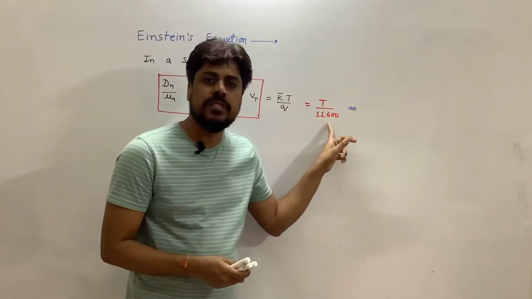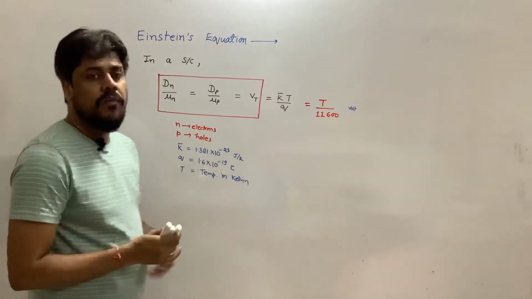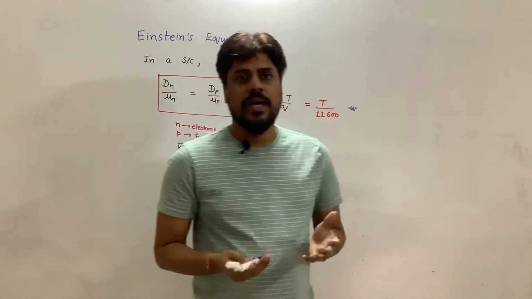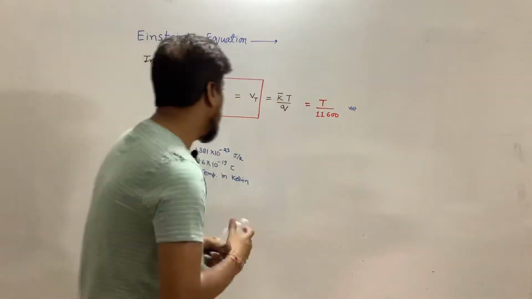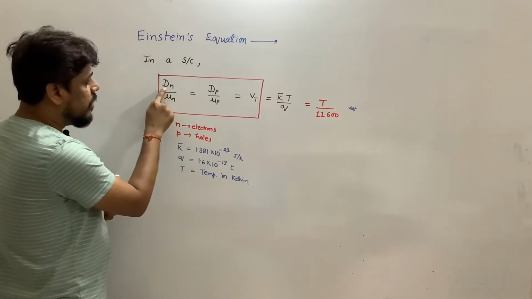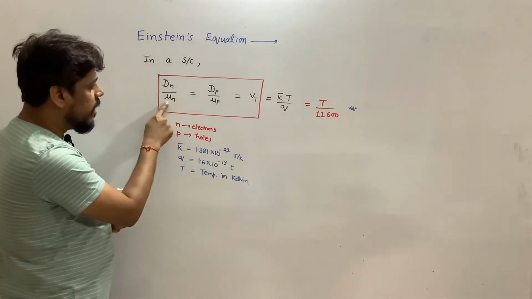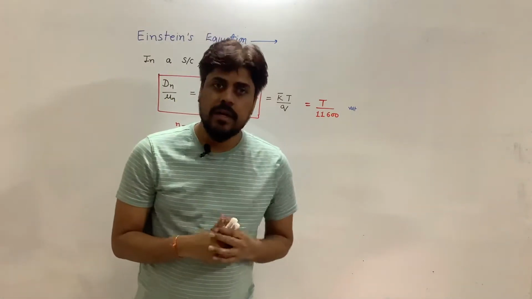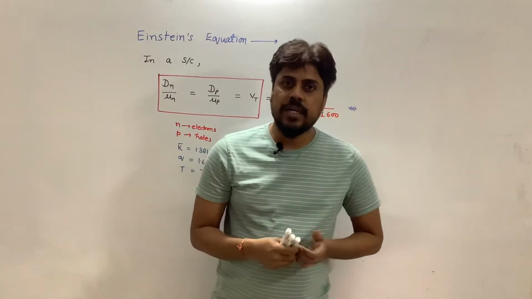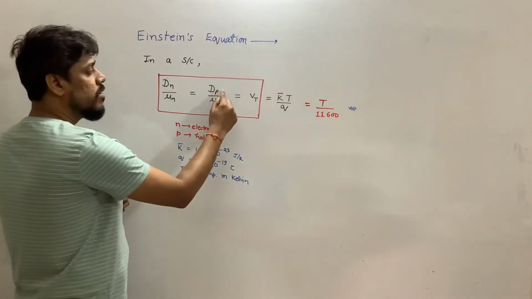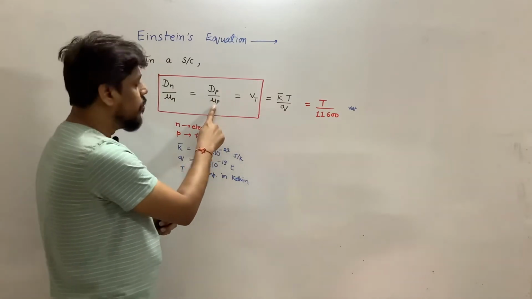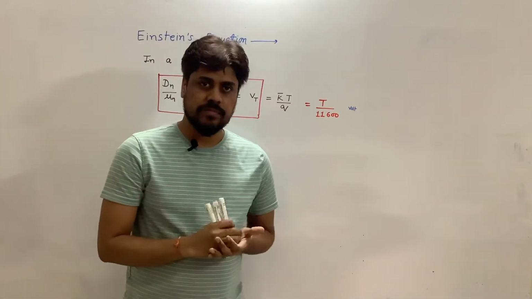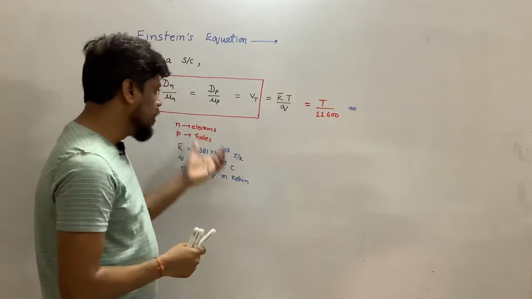Now if we plug all these data, K bar and Q, then after simplification we get this relation: T upon 11,600. So let's suppose we have an n-type semiconductor. For n-type semiconductor, as we know, the majority charge carriers are electrons. Then for electrons, the diffusion constant of electron divided by the mobility of electrons, and if we have a p-type semiconductor, the majority charge carriers are holes, so diffusion constant for holes divided by the mobility for holes is equal to thermal voltage. This is the Einstein relation.